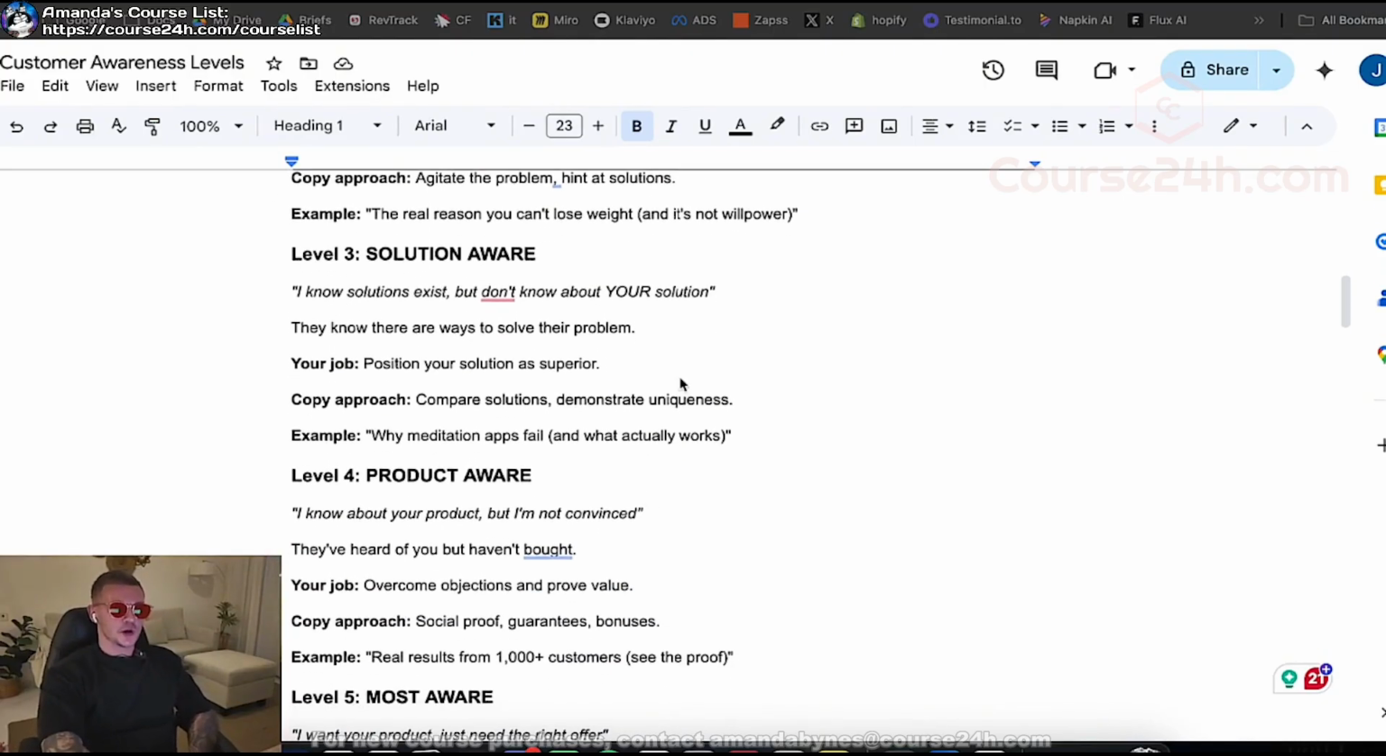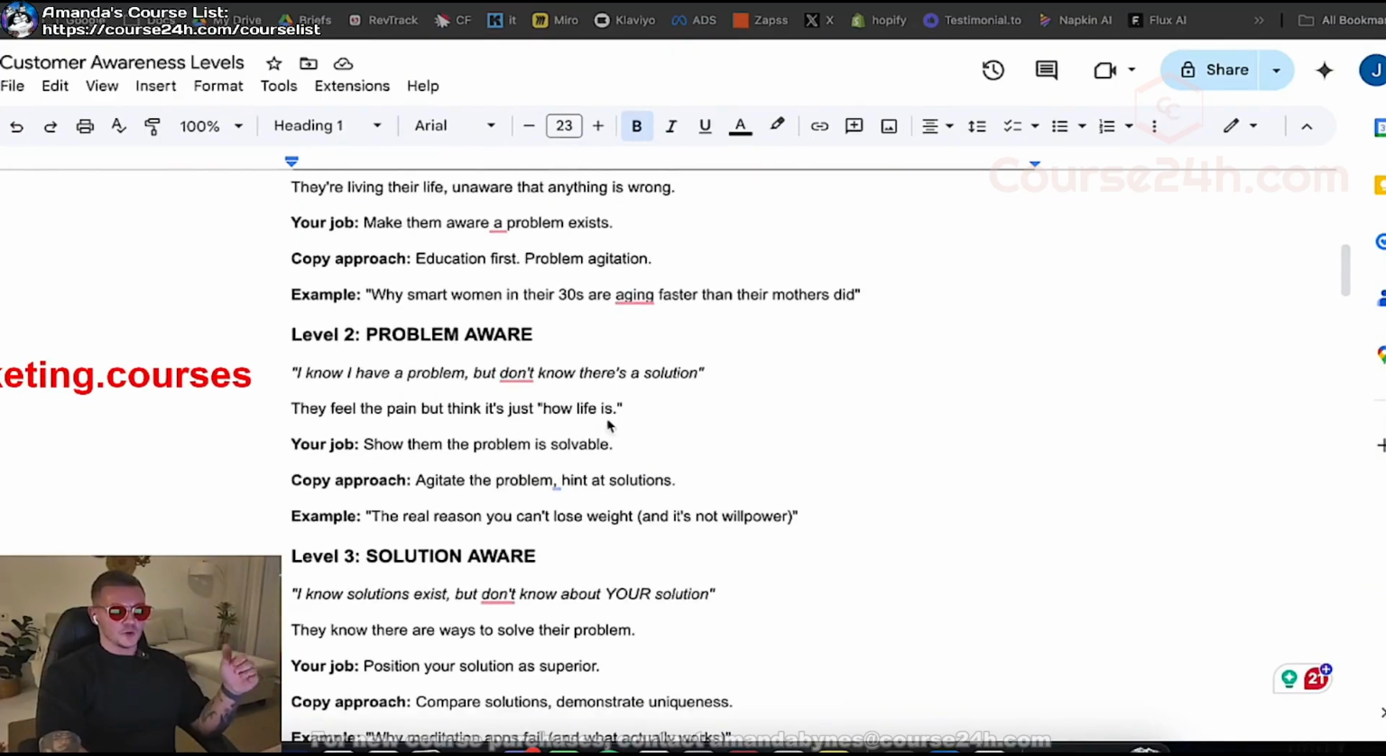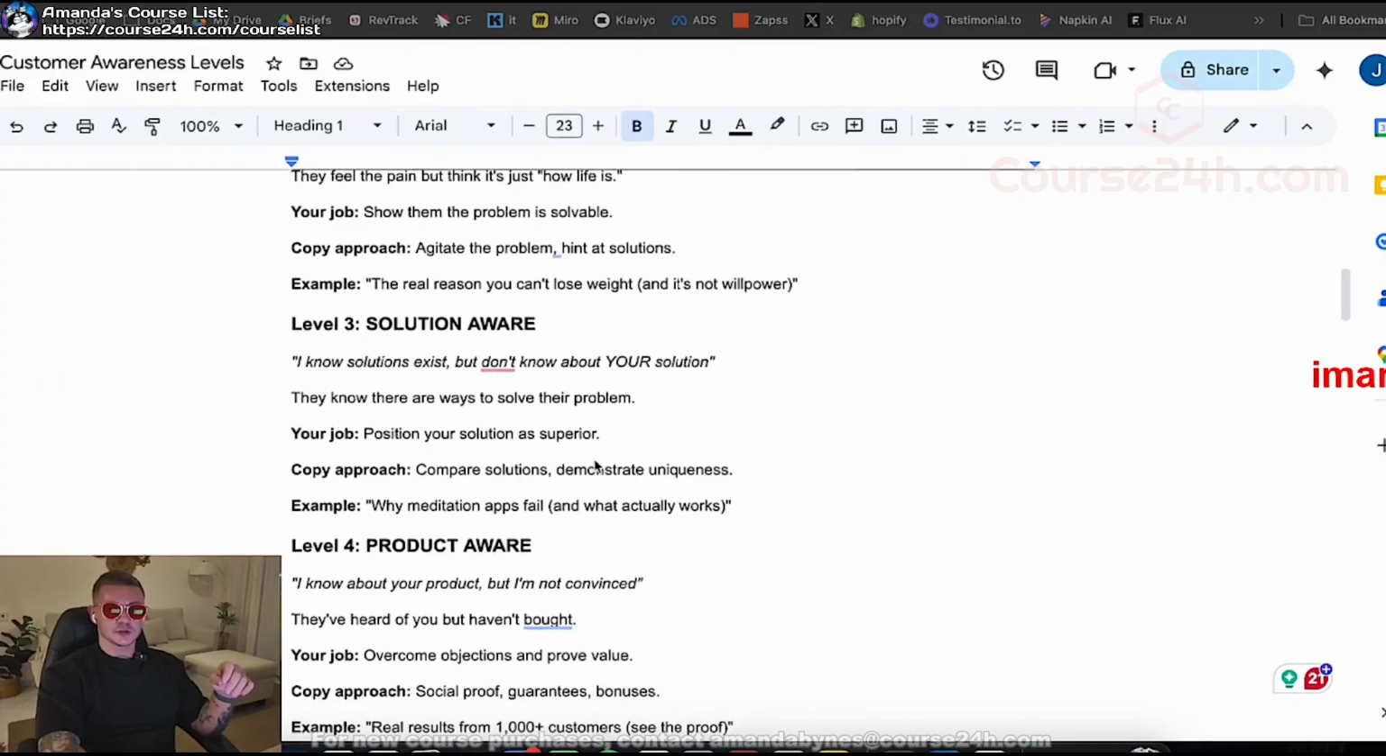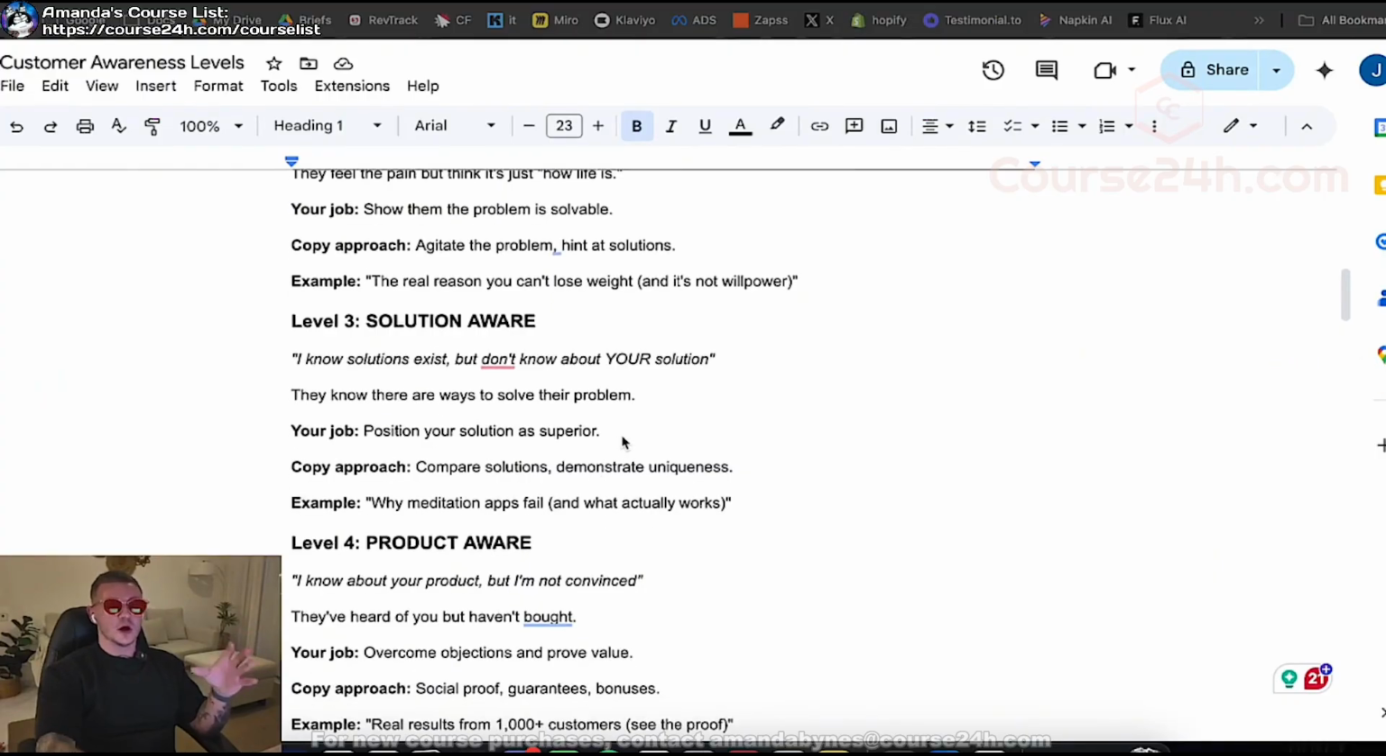Level 3 is solution aware. So they know that there are solutions out there, but they don't know about your solution. Our job here is to position our solution as superior to everything else. We do that by comparing solutions, telling them what they've tried so far hasn't worked and why it hasn't worked, and then we need to demonstrate uniqueness. This is where we start introducing things like the unique mechanism of the solution. In this part, we're going to introduce a unique mechanism of their problem, so: the real reason they can't lose weight. And then the solution is the unique mechanism of our solution: the 3-step weight loss blueprint.